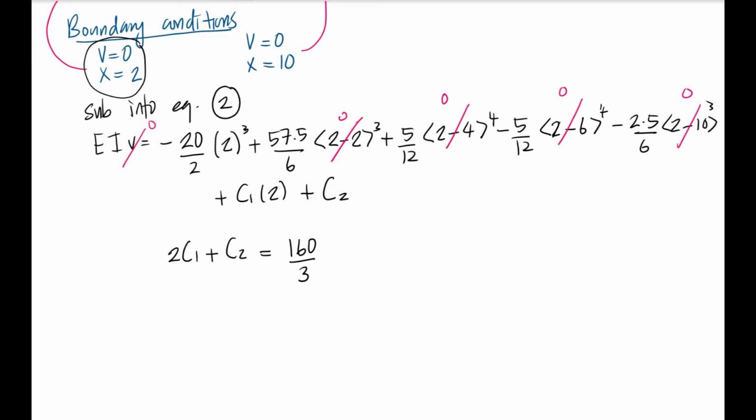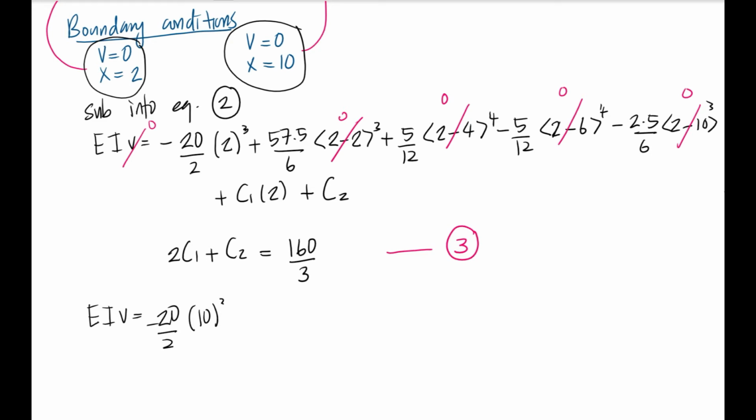So in this case, you have the next equation. I write it down as equation number 3. Next, I will substitute the second boundary condition here: 20 divided by 2 times 10 to the power of 3. Let me write down all the equations again.